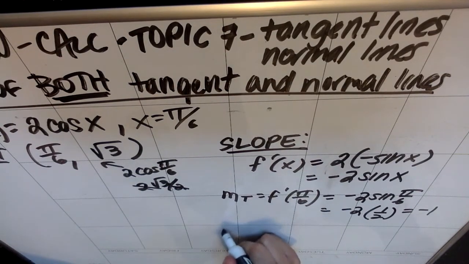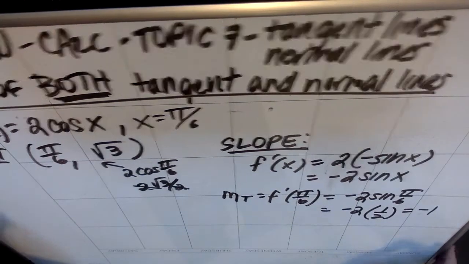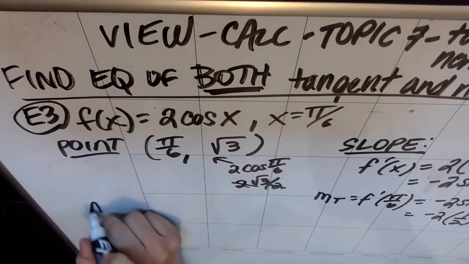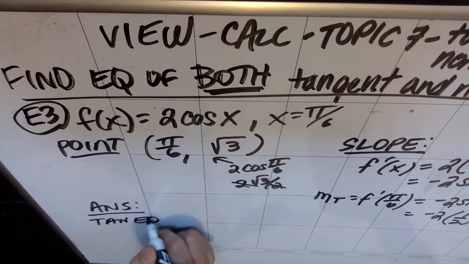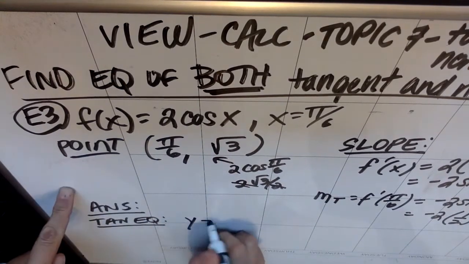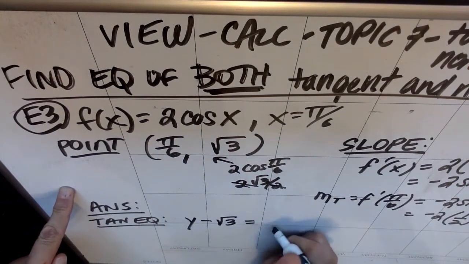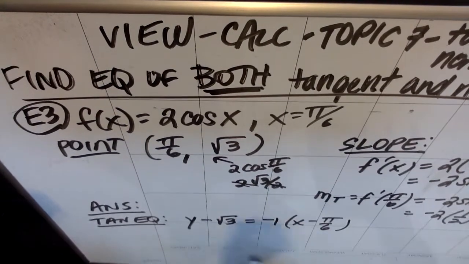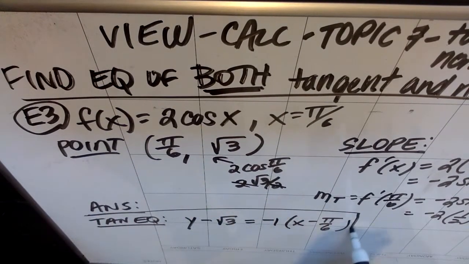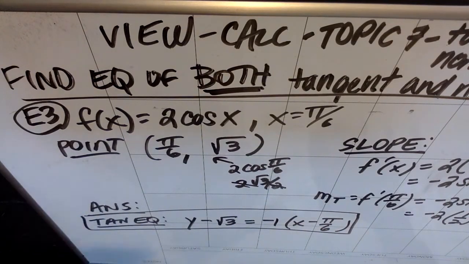And that means my normal slope, well, let's go ahead and write the tangent answer first. My tangent equation is y minus root 3 equals m, which is negative 1, times x minus pi over 6. And you can see why it's not really fun to try to clean that up, because you've got roots and pi's and it's not pretty.